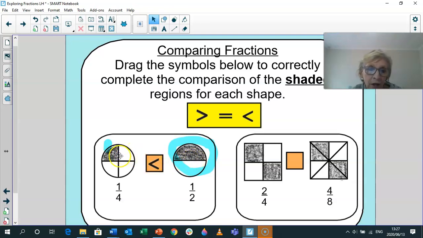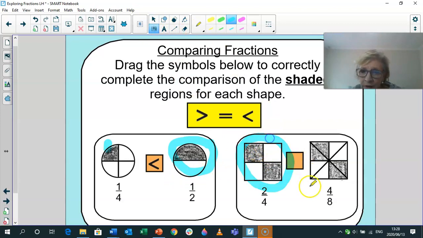Now notice that the quarter lives on the pointy smaller side of that shape and the half lives on the bigger side of that shape. So it's quite easy to remember really. And here we have got 2/4 shaded, but we've also got 4/8. So what have we got here? We've got 2 out of 4 of those equal parts shaded, and we've got 4 out of 8.